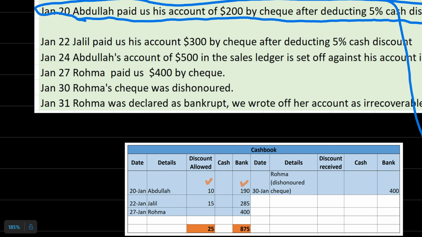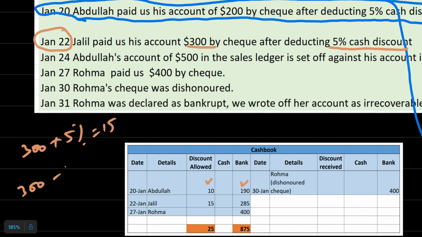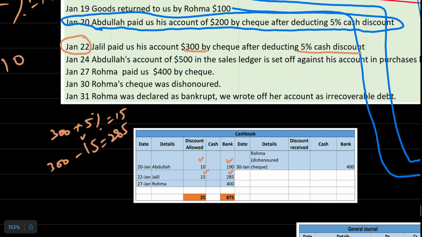Similarly, on January 22, Jaleel paid us his account of 300 after deducting 5% cash discount. So 300 into 5% will be equal to 15. So the amount received is 300 minus 15, that will be 285, and the discount allowed is 15. So on the debit side in the discount column we wrote 15, and the amount received by check is recorded in the bank column.